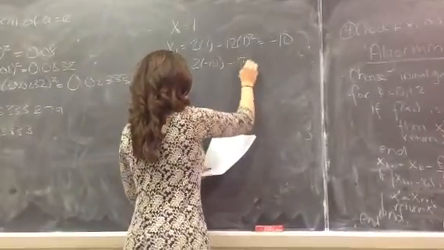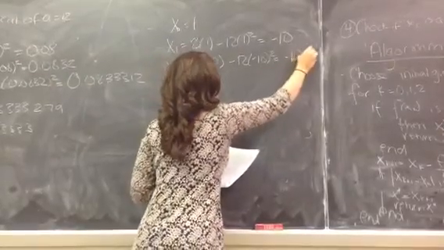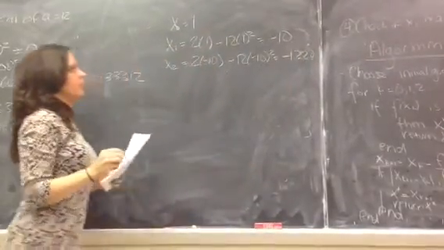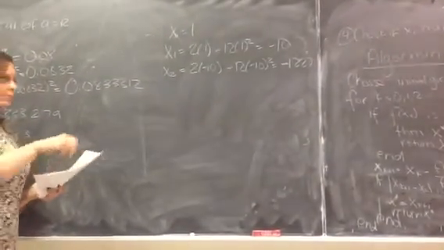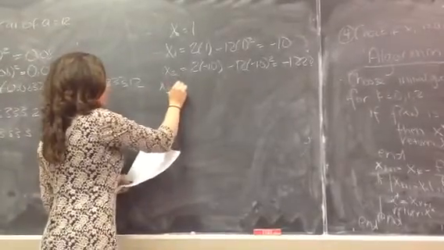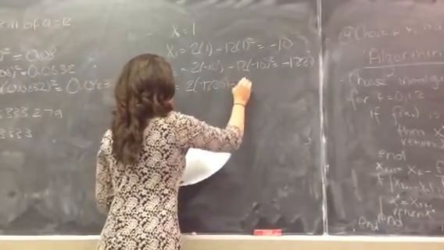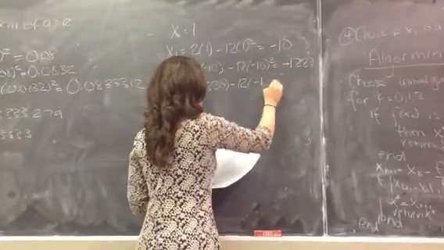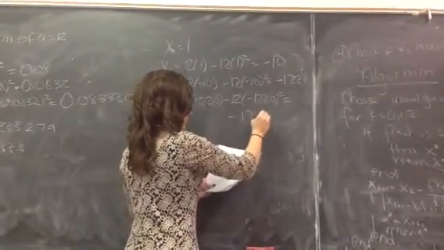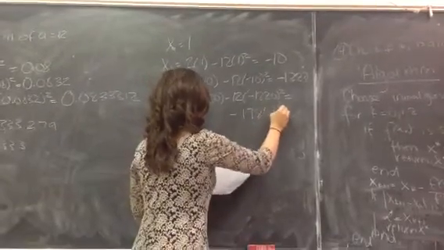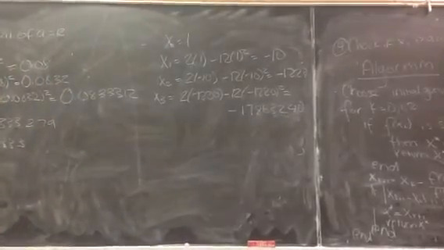Negative 10. And then that gives me negative 1,220. So it really doesn't look like it's going to converge, but we can take it a step further. X sub 3 is equal to 2. And that gives negative. So now I think it's safe to say that there is no chance of this iteration converging.